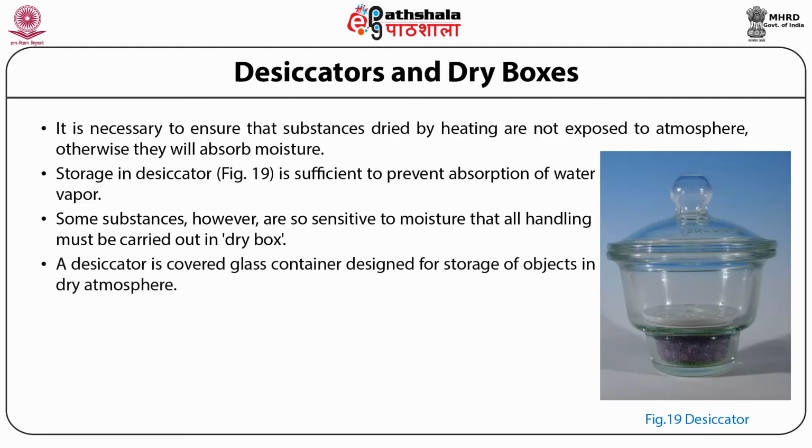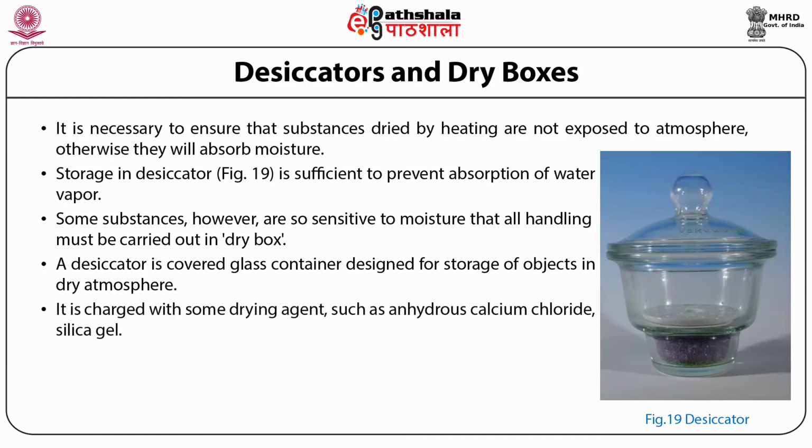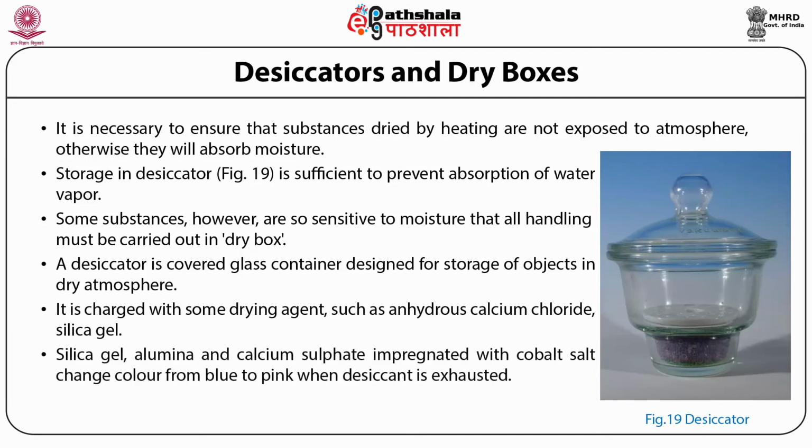A desiccator, shown in figure 19, is a covered glass container designed for the storage of objects in a dry atmosphere. It is charged with some drying agent such as anhydrous calcium chloride, silica gel, etc. Silica gel, alumina and calcium sulfate can be obtained which have been impregnated with a cobalt salt so that they are self-indicating. The color changes from blue to pink when the desiccant is exhausted. The spent material can be regenerated by heating in an electric oven.